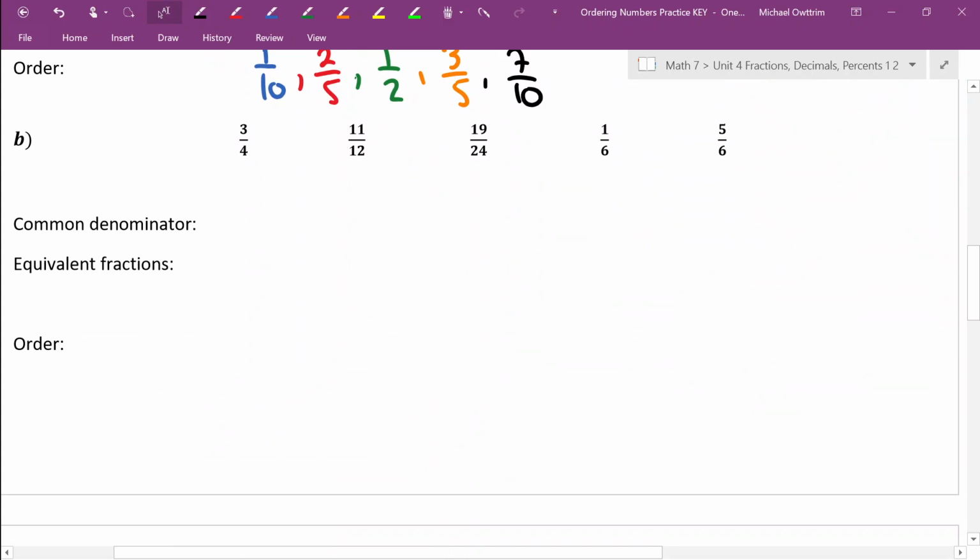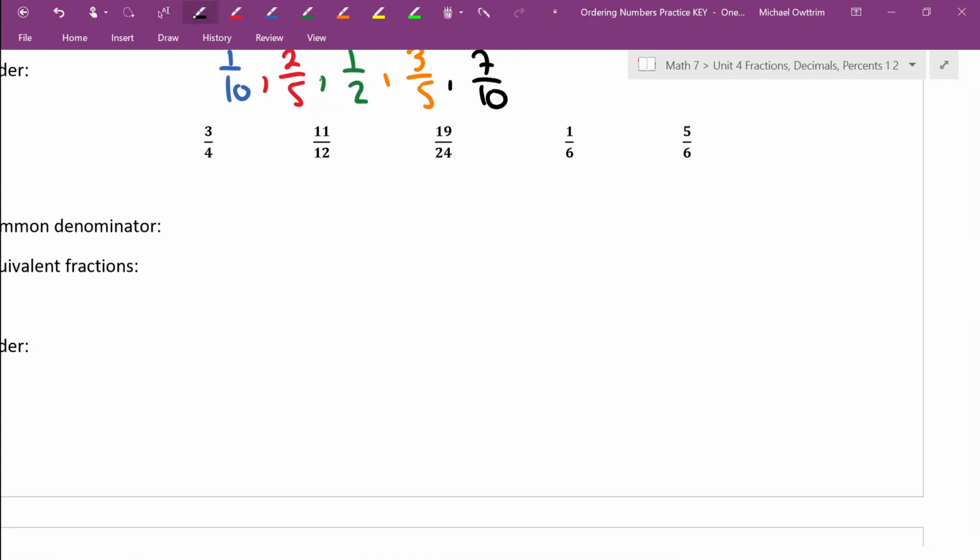Taking a look at question B, we've got denominators 4, 12, 24, 6, and 6. Again, if you think about our denominators here, multiples of 24 are 24 and 48. Multiples of 4, 4 does go into 24. And then multiples of 6, 6 also goes into 24. So 24 is going to be our lowest common denominator here, since nothing can simplify.